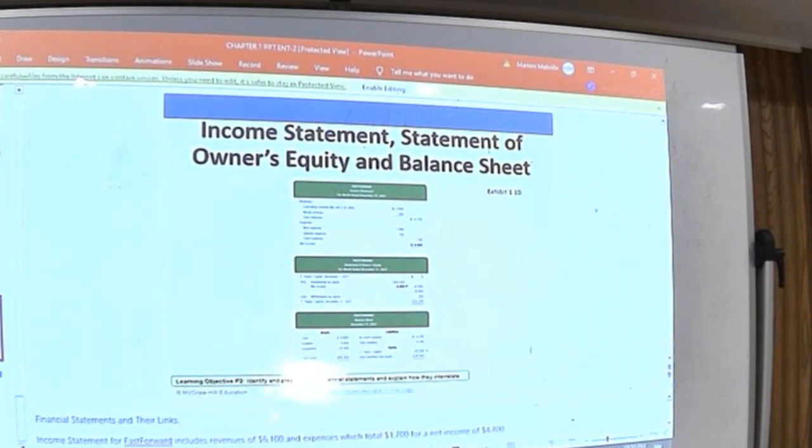So here we are, kind of a formal presentation, to give you a look at what those statements look like. And you can see we start with the income statement. It shows our net income, which is encapsulated in the statement of owner's equity, that middle statement right there, and then finally the balance sheet, which incorporates the statement of owner's equity.